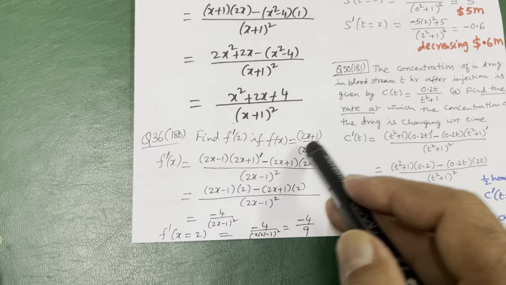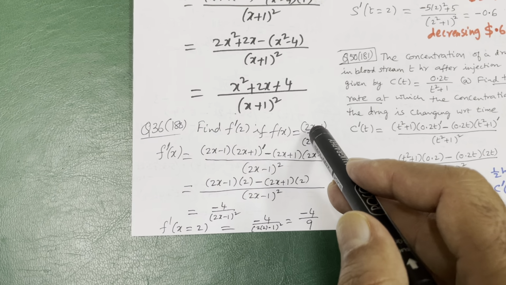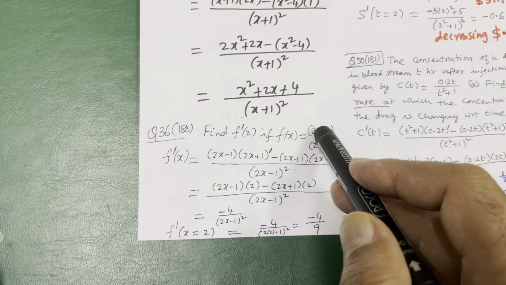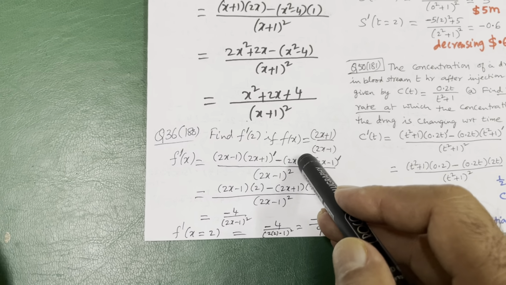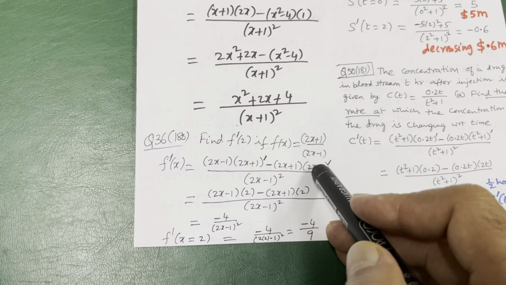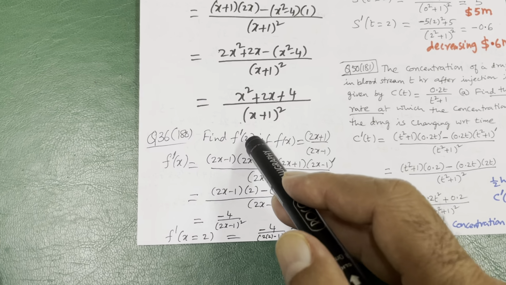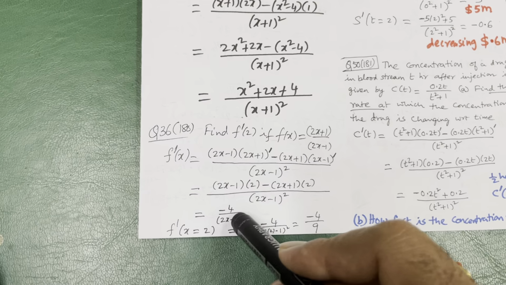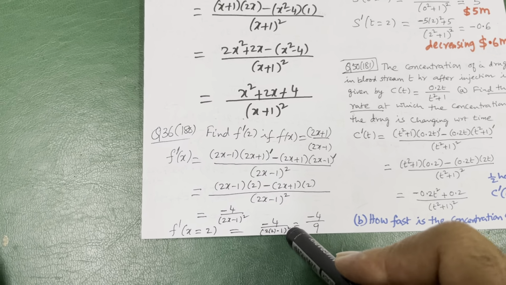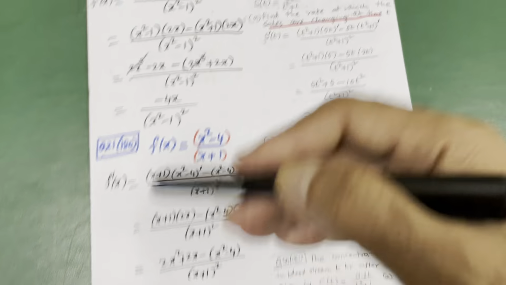And find f dash 2 here. Again you apply the u by v formula: denominator into derivative of the numerator minus numerator into derivative of the denominator, by denominator square, and simplify, you get this answer. After that put x equal to 2: minus 4 over (2 multiply 2 minus 1) whole square, minus 4 over 9.